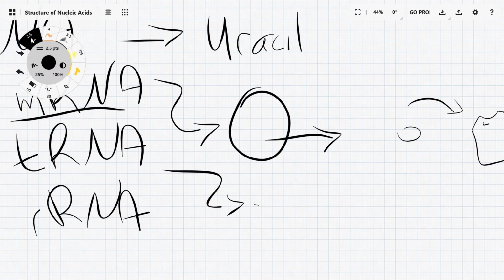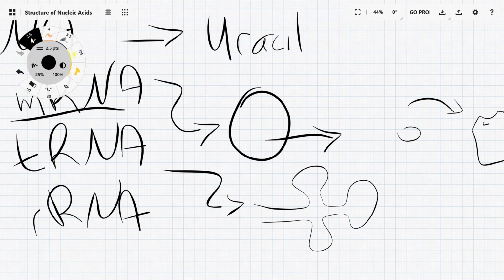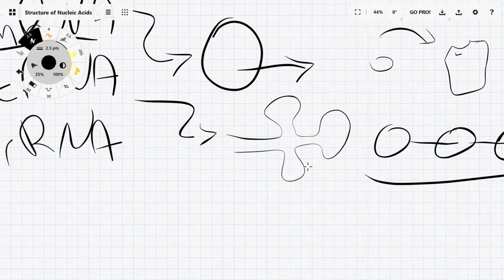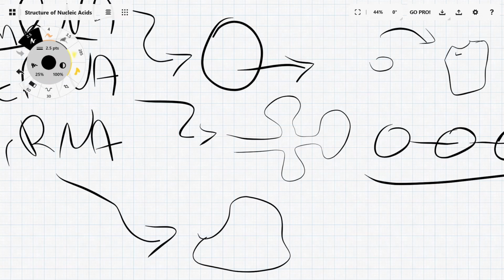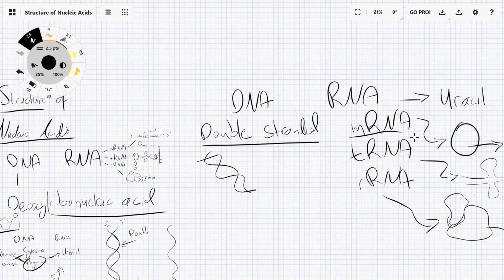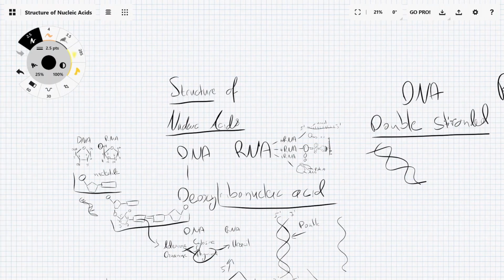tRNA is cloverleaf shaped and takes amino acids to the ribosomes to form a polypeptide chain in the function of creating proteins. rRNA is spherical shaped and forms the structural component of ribosomes. So that's all for the structure of nucleic acids. In this video, we'll next be looking at the process of transcription.